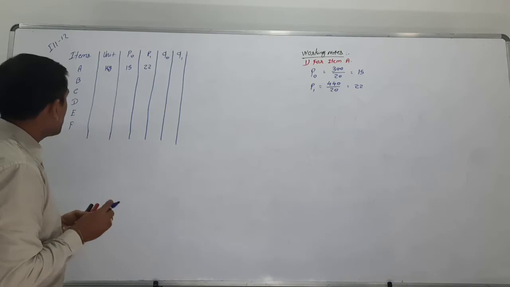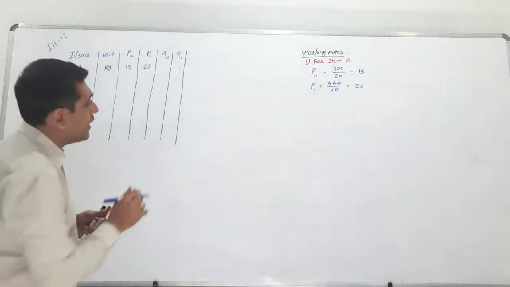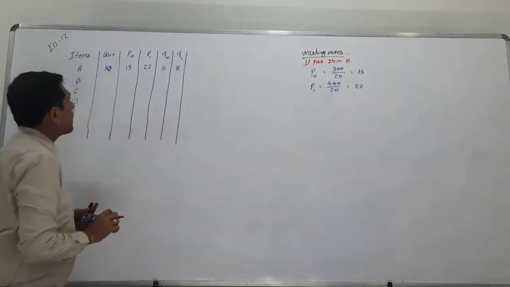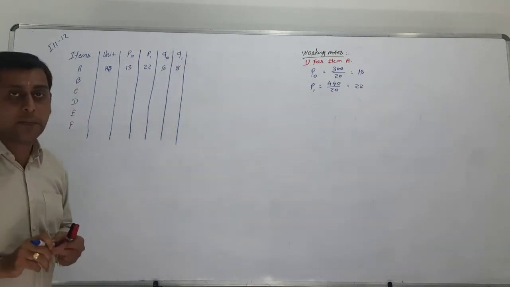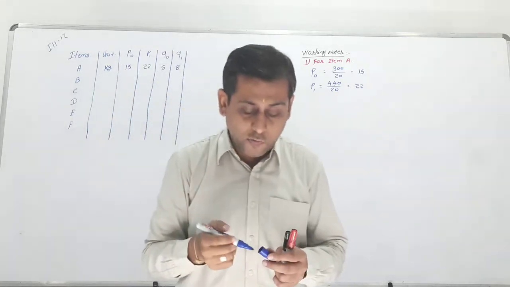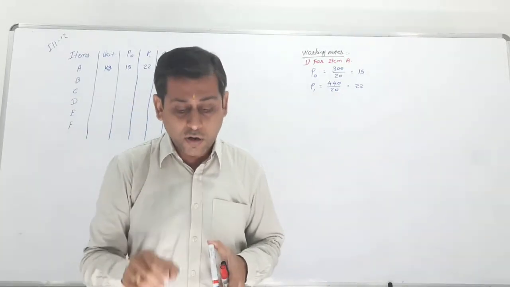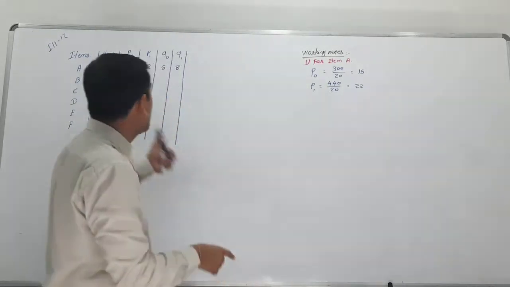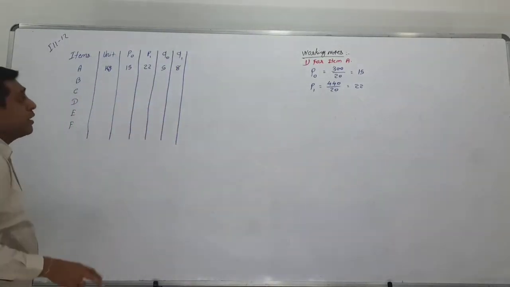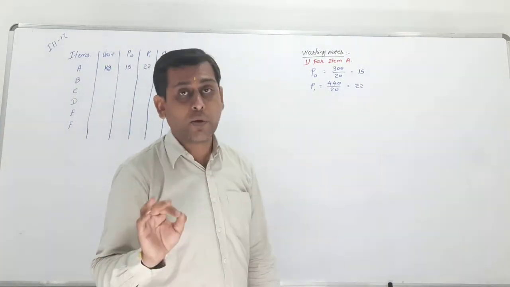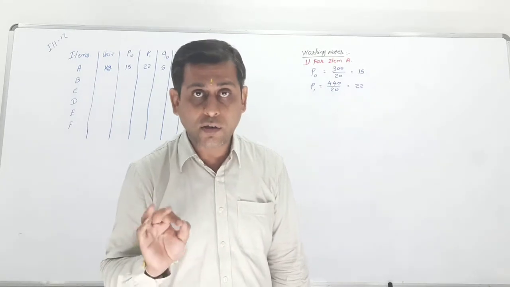Okay, now 5 and 8 is the quantity. Here 5, here 8 is the quantity for item A. Now the item A is complete. See, the style of the question is changed. If the question is given in this format, first of all we have to convert this question into this format, and then we can calculate the Laspeyres, Paasche and Fisher's index number.